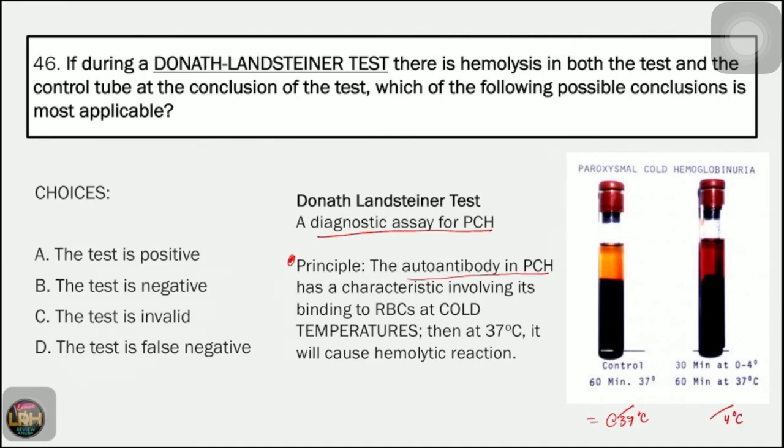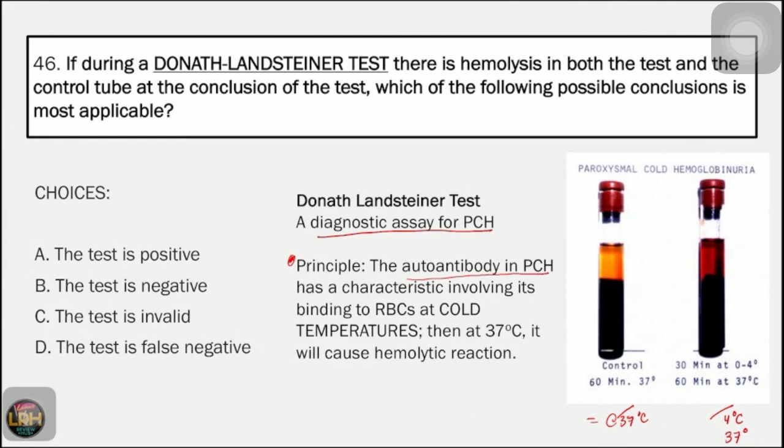So after this initial incubation, the patient tube is then placed in a 37 degrees centigrade incubator, and another incubation will be performed. So this would be from 4 degrees centigrade. This will be incubated now at 37 degrees centigrade. After incubation, these two tubes will then be centrifuged and will be examined for the presence of hemolysis.